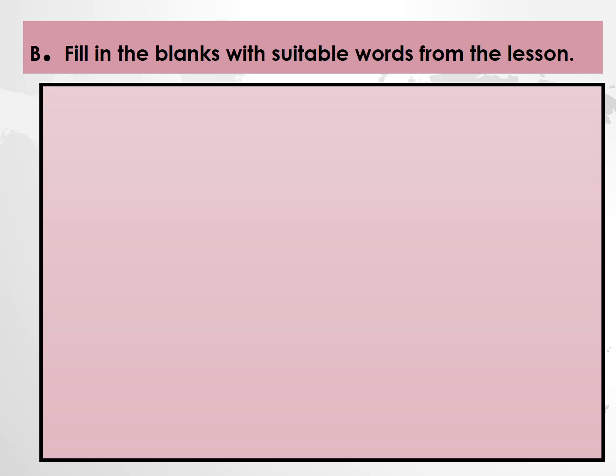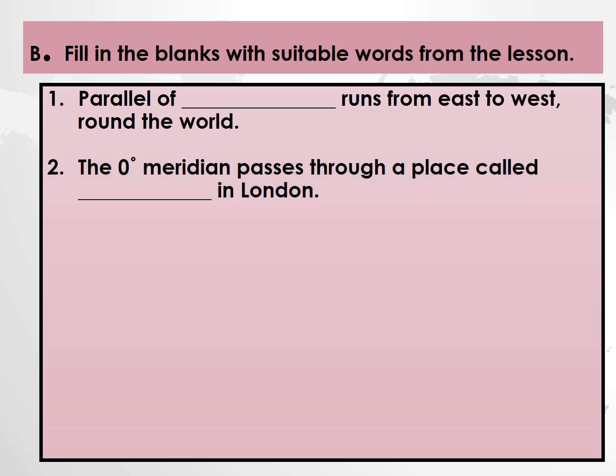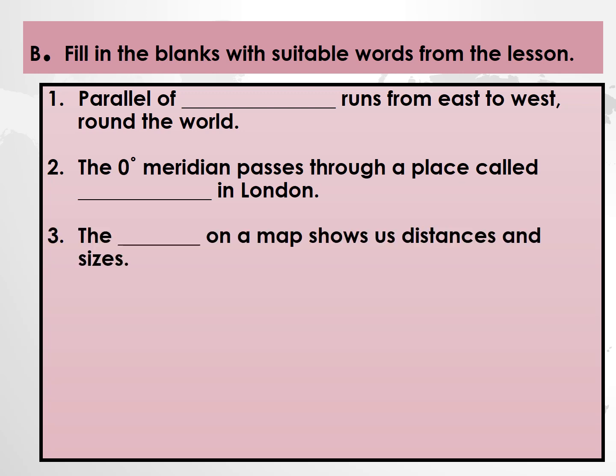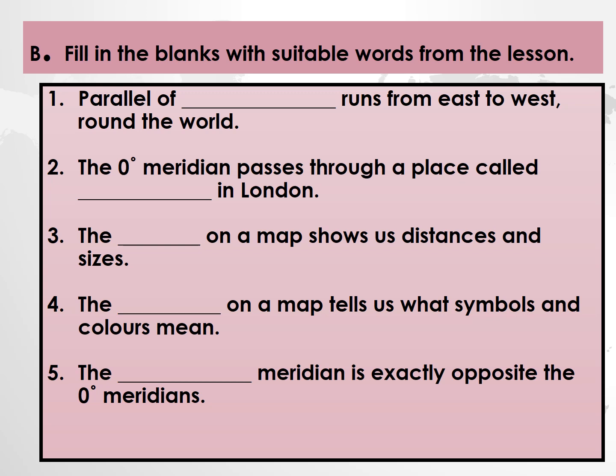Now our next question is part B. Fill in the blanks with suitable words from the lesson. Number 1. Parallel of dash runs from east to west round the world. Number 2. The 0-degree meridian passes through a place called dash in London. Number 3. The dash on a map shows us distances and sizes. Number 4. The dash on a map tells us what symbols and colors mean. Number 5. The dash meridian is exactly opposite the 0-degree meridian.